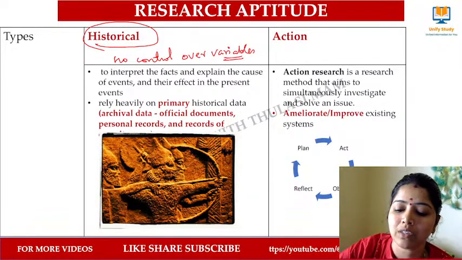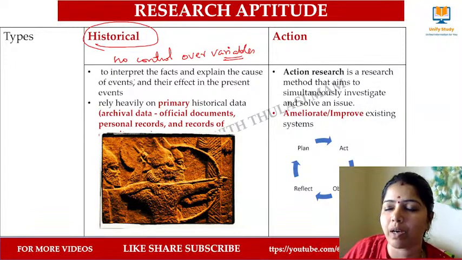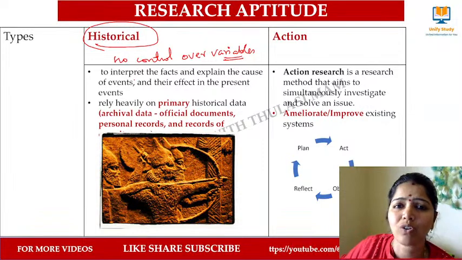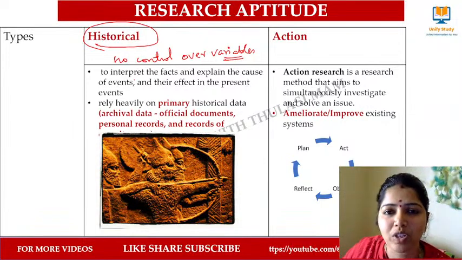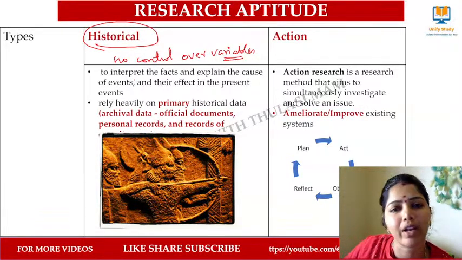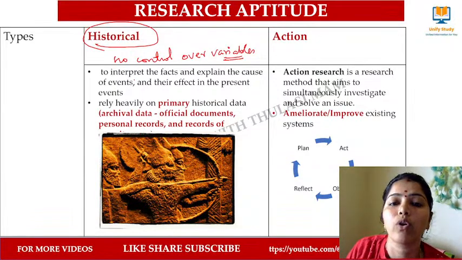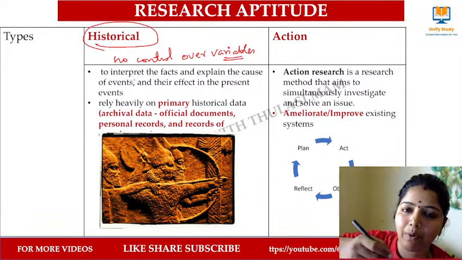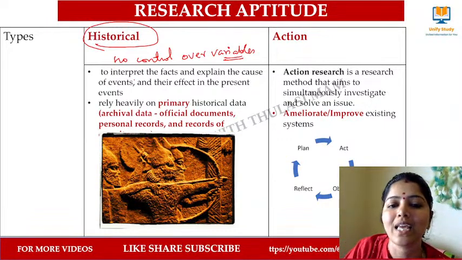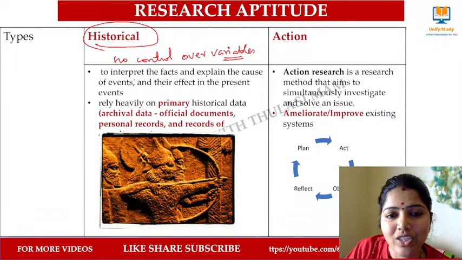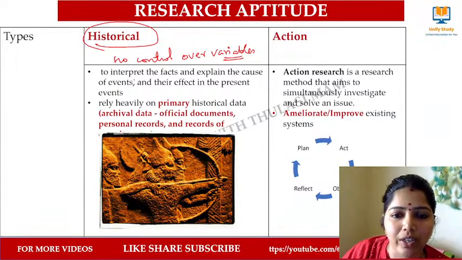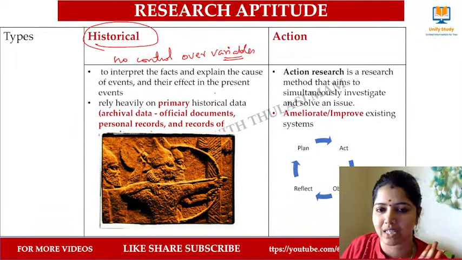If you take the earlier one, descriptive research, when I take a census for my hometown, I cannot change the number of children born in that family. I cannot increase or decrease. So in those studies we cannot have control over the variables. Variables are the people who are there in the research. In historical research, it works to interpret the facts and explain the causes of events and their effect on the present. That's all.